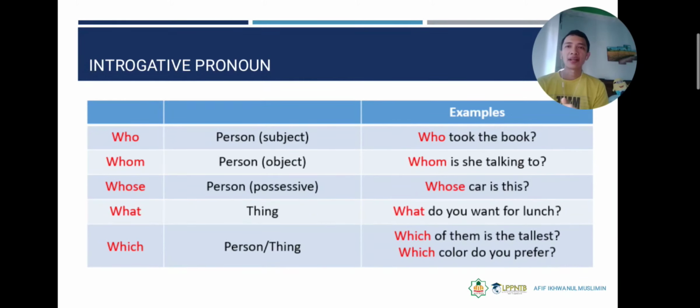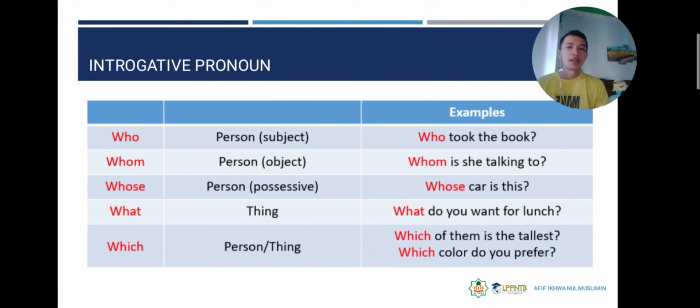Or I can ask about the object of the activity. For example, whom is she talking to? I'm curious about the person who is the object of her talking. So I'm asking, whom is she talking to? And when I'm asking about possession, I can use whose. For example, whose car is this? And when I'm asking about a thing, I can use what, for example, what do you want for lunch?